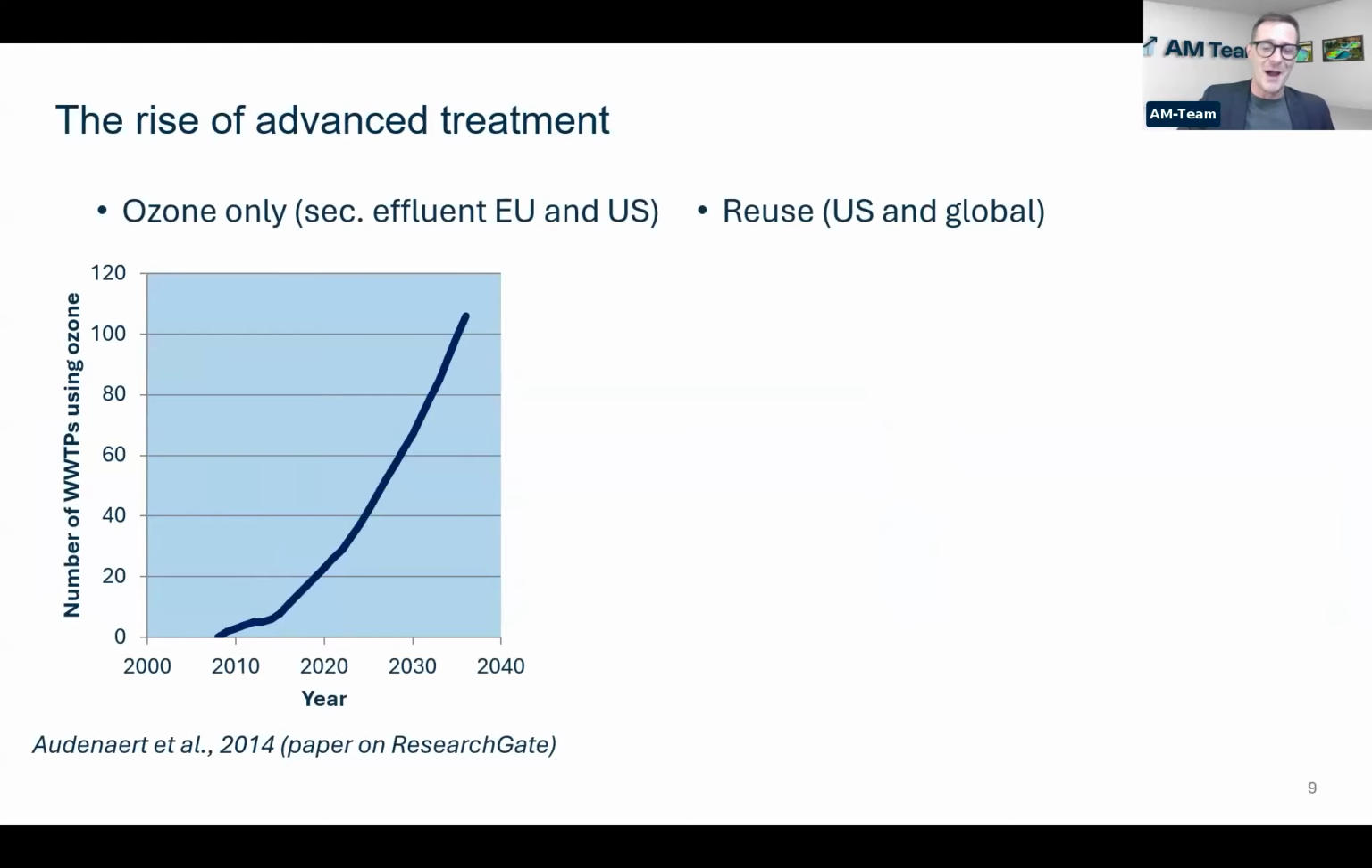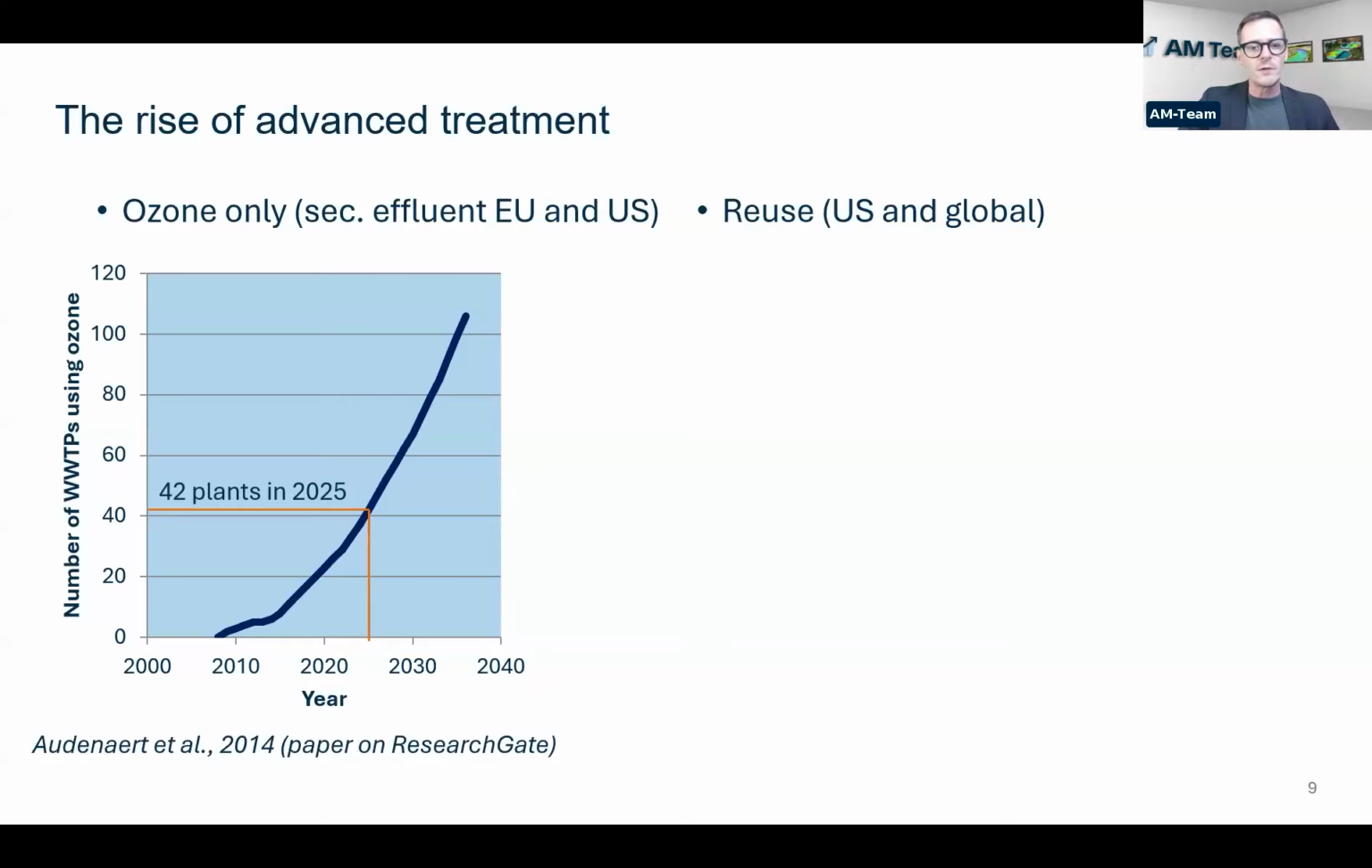It's also a graph I made over 10 years ago. I tried to predict the number of full-scale ozone plants for secondary effluent treatment in the US and Europe back then, so over 10 years ago. And you can see it's quite an exponential curve. My prediction was 42 plants in 2025. And I did some consultation with some people in the markets, and we should not be very far from that. So we have been following quite an exponential growth. And also in the coming years, if you look at utilities, what they are thinking or planning, this exponential trend is probably to continue for a while still.